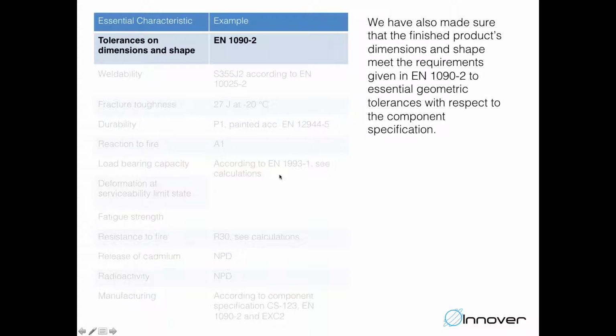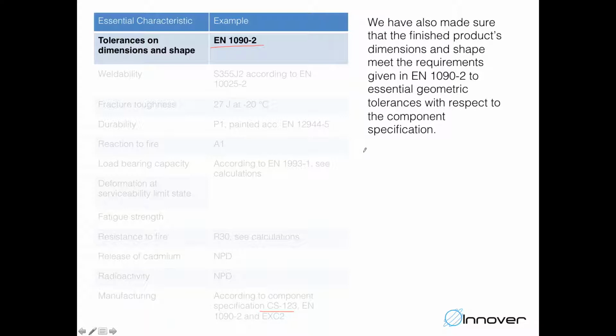And at last, we are just saying that we also made sure that the finished product's dimensions and shape meet the requirements given in the EN 1092 with respect to the component specification we used. So again, the component specification to use and our tolerances meet the requirements given in the EN 1092.